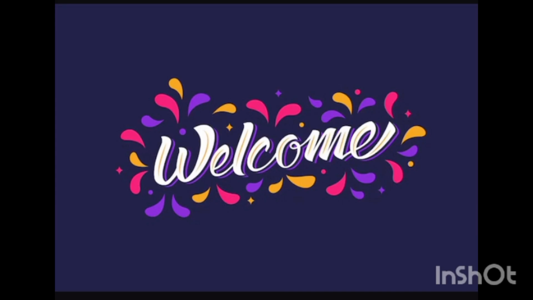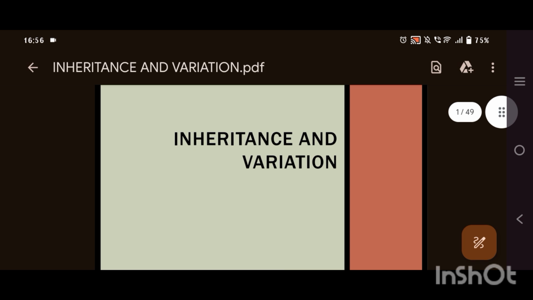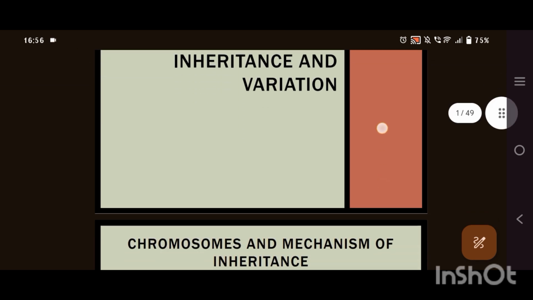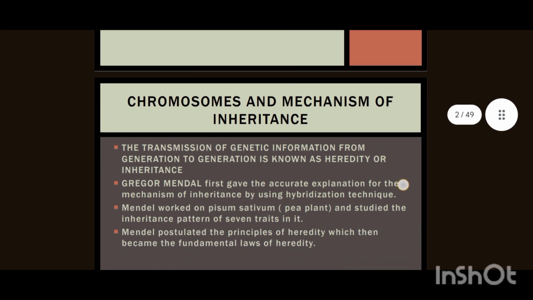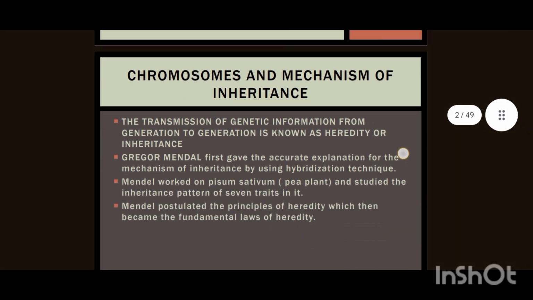Today we are going to deal with the topic inheritance and variation. It is an important topic of genetics and it is also important for those who are appearing for the 12th board exam. It is one of the important chapters in biology. So without any further ado, let's start with the topic: chromosomes and mechanism of inheritance.